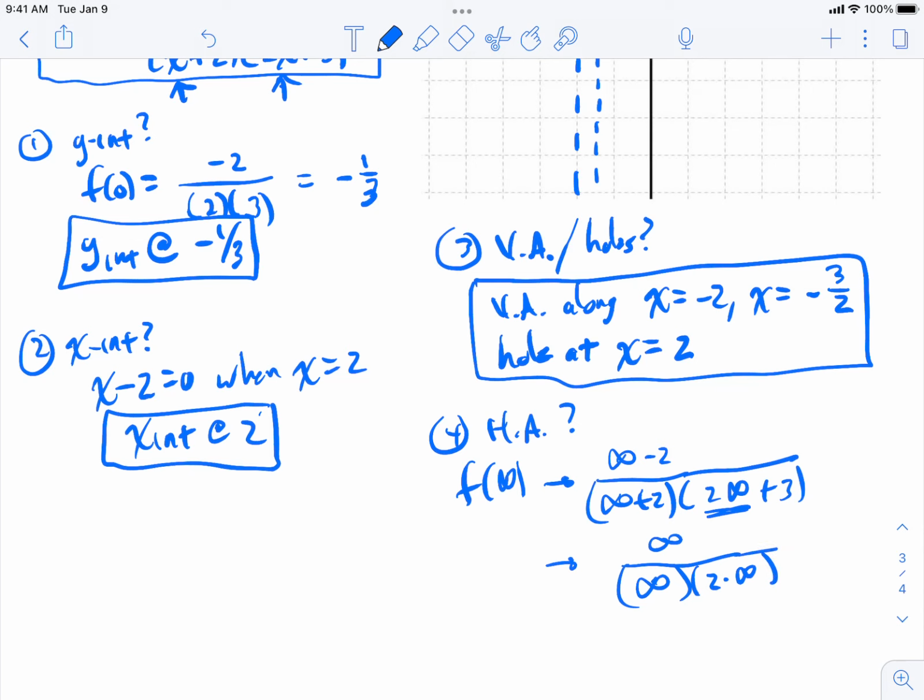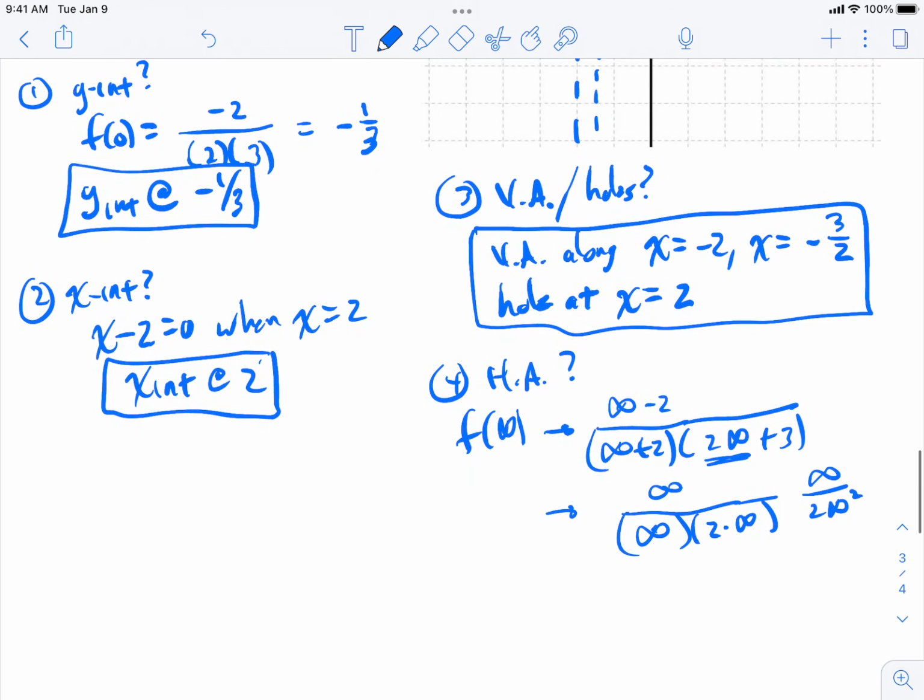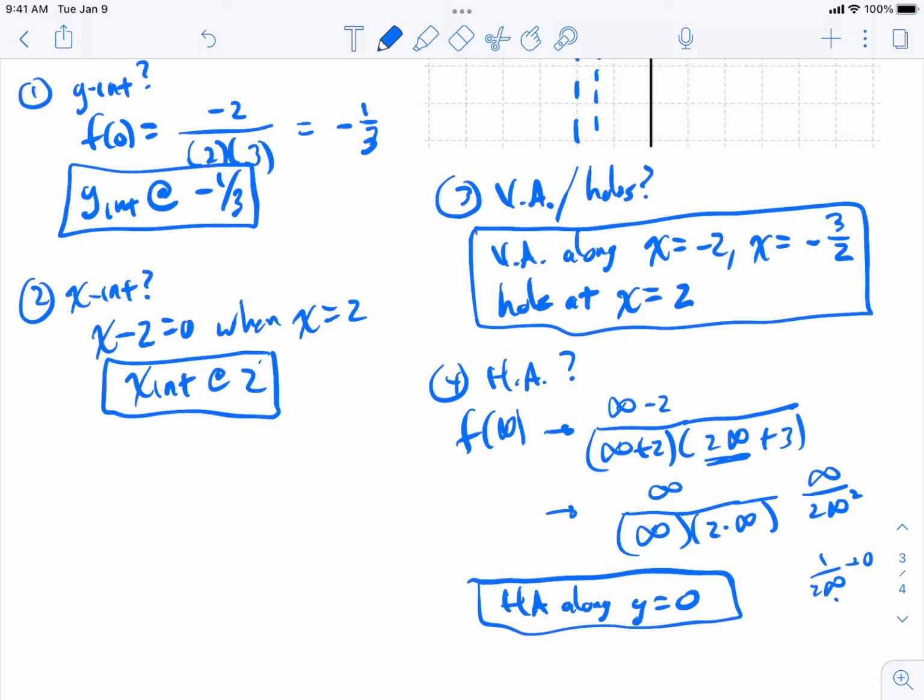Now the thing is, you've got basically infinity over 2 infinity squared. If you cancel some infinities, that's like a 1 over 2 infinity, which goes to 0, right? Because as you use a bigger number in your denominator, you go to 0. So there is a horizontal asymptote. It's along y equals 0. As you use bigger and bigger values for x, you're going to expect to level out at y equals 0.